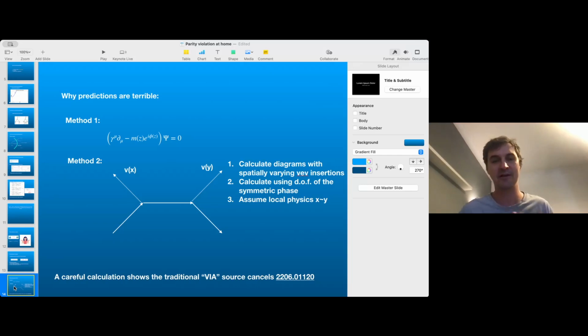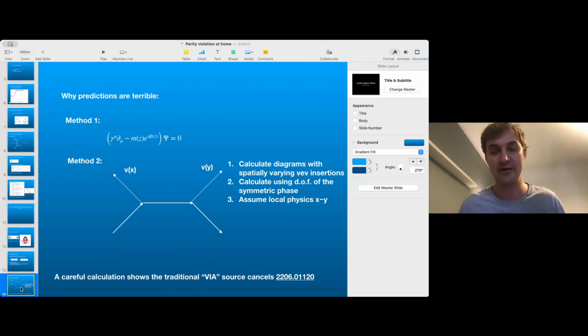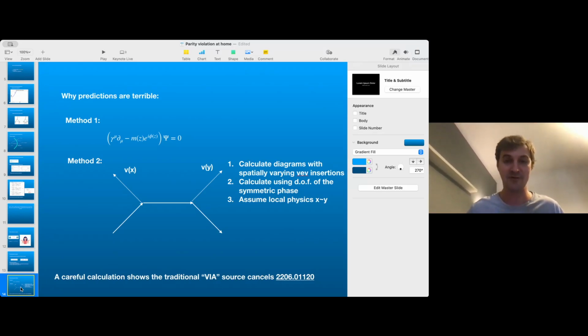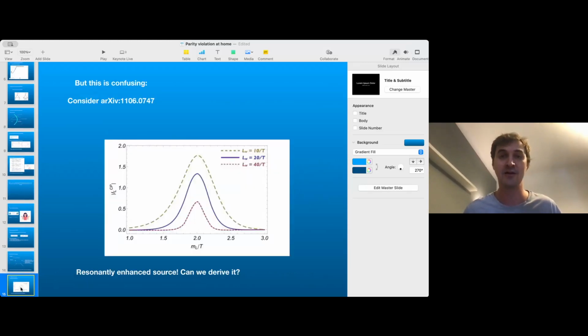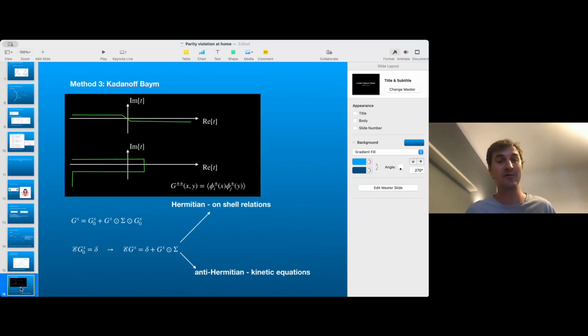And so this produces a resonantly enhanced source where you get a massive increase in your baryon asymmetry production when two masses are together, which can be very natural, because sometimes if your thermal mass dominates, you can have two equal masses. To be very, very careful, a careful calculation shows that the traditional VEV insertion resonantly enhanced source actually cancels, which is a bit confusing, because numerical studies did show qualitative features consistent with this approach, namely that you get this resonant enhancement. So can we derive it?